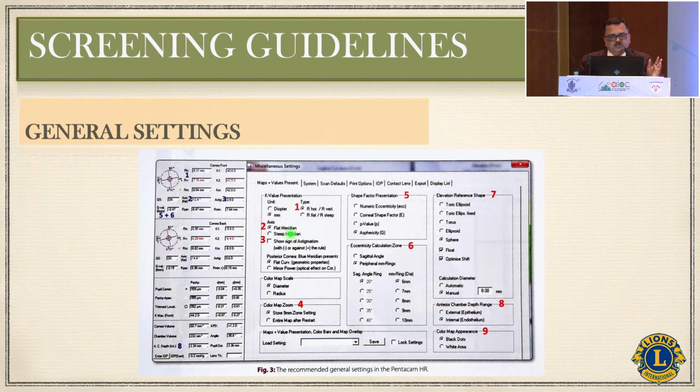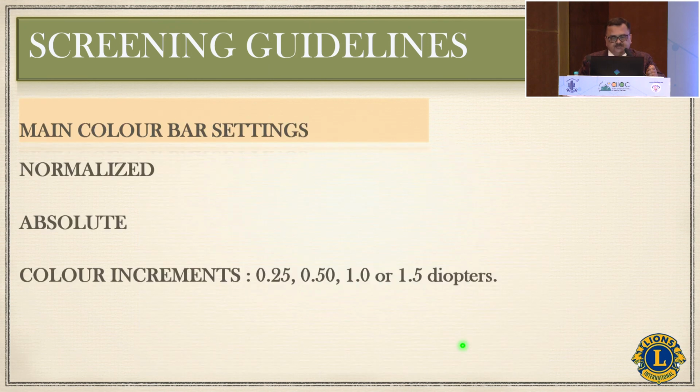Axis should always be flat meridian, the astigmatism sign should not be plus or minus, and the zone should be 9. Asphericity should be in the Q value, and the eccentricity zone should be 6. And again I repeat, don't choose a zone as automatic. I'll tell you why we keep a manual zone of 8 millimeter and black dots.